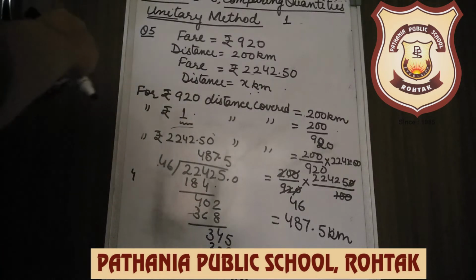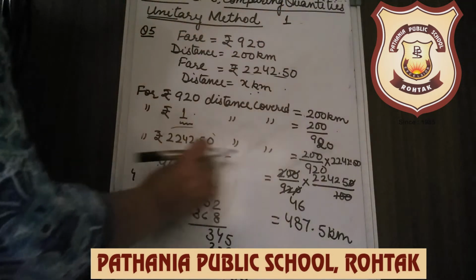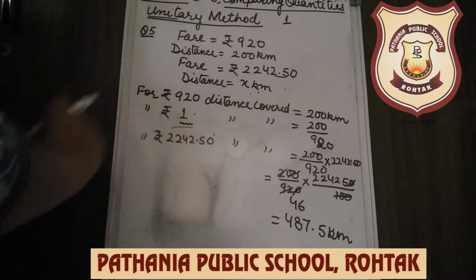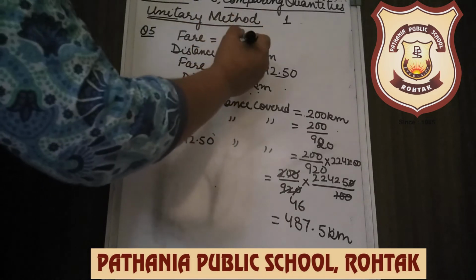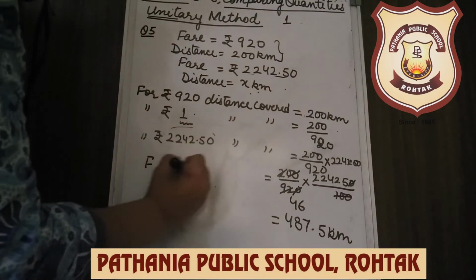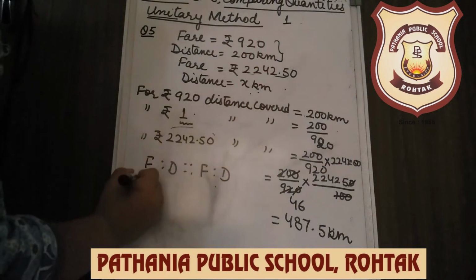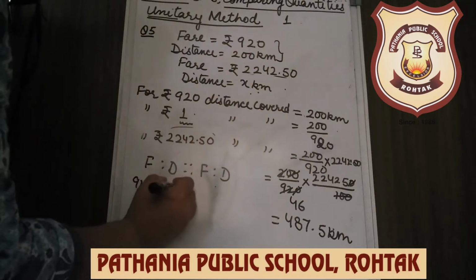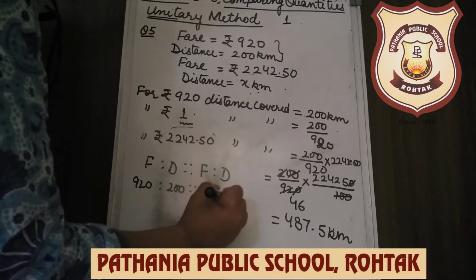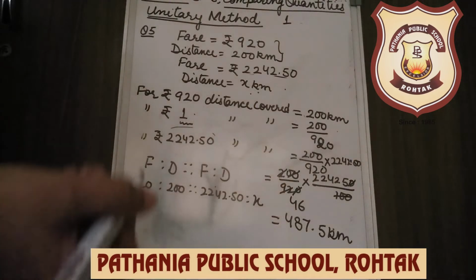Now this same question can be done by proportion also. I'll do it here so that you can see it, and whichever way you are comfortable with, you can do. Now this set is complete. First I am writing fare, distance, then again I will write fare and distance. Fare is 920, then distance is 200. Now when fare is 2242.50, distance you don't know, so I have put as x.